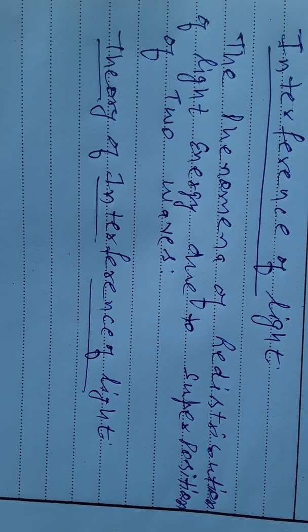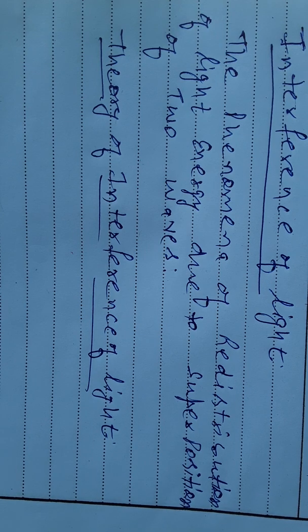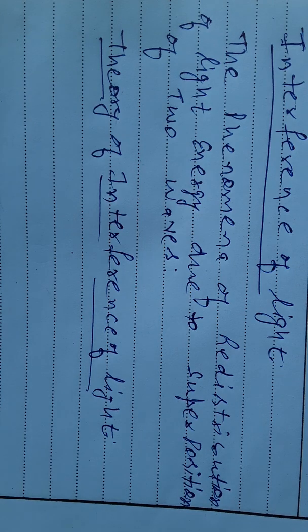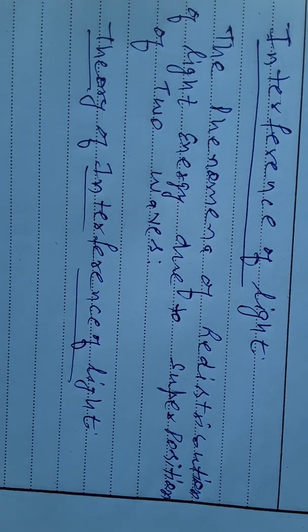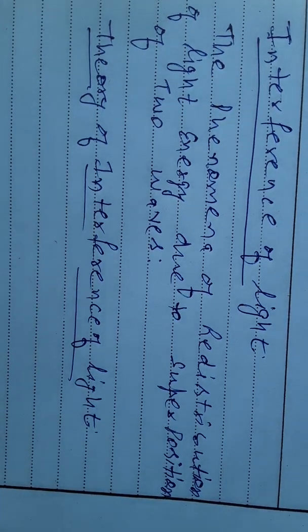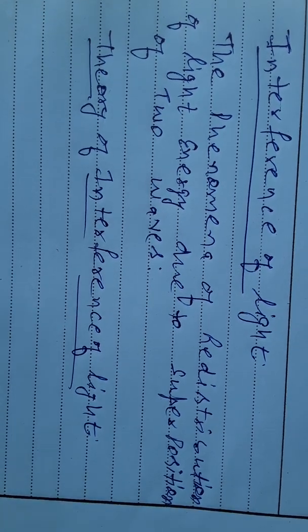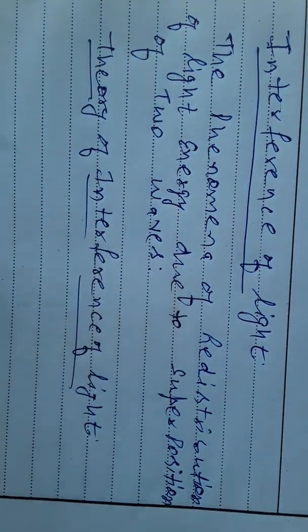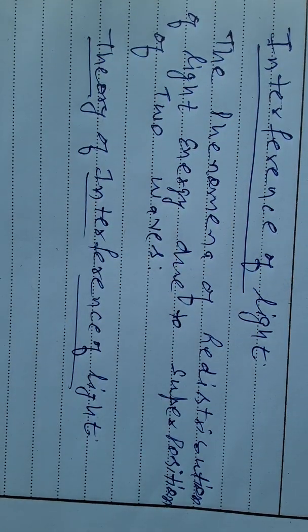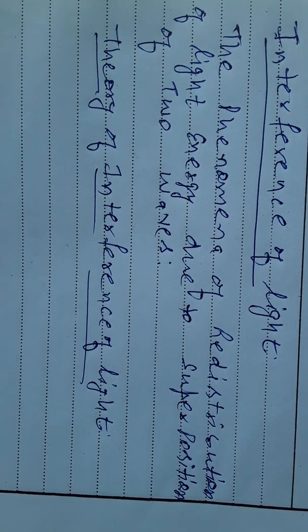If the crest of one wave and the crest of the other wave superimpose, or the trough of one wave and the trough of the other wave superimpose, then it is constructive superposition. And if the crest of one wave and the trough of the other wave superimpose, then it is destructive superposition. This redistribution of light energy when two waves superimpose is called interference of light.